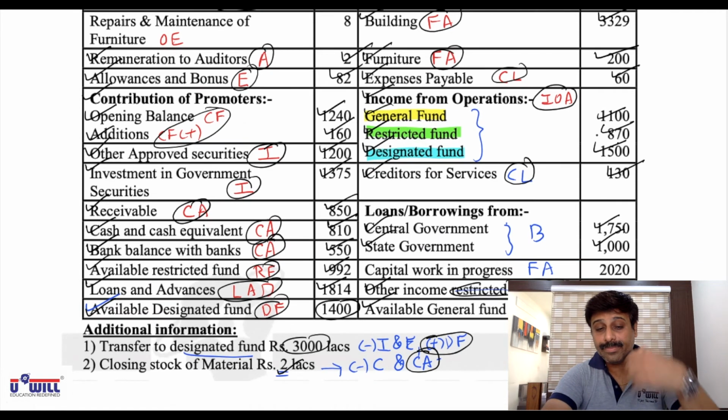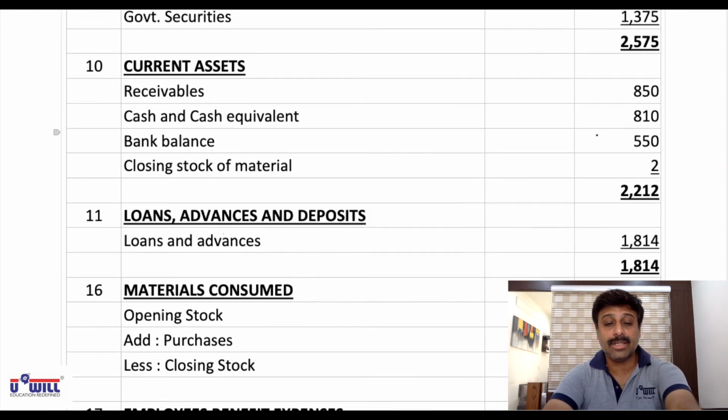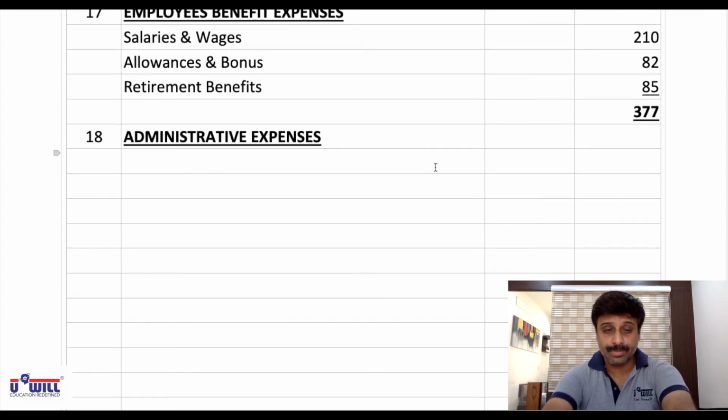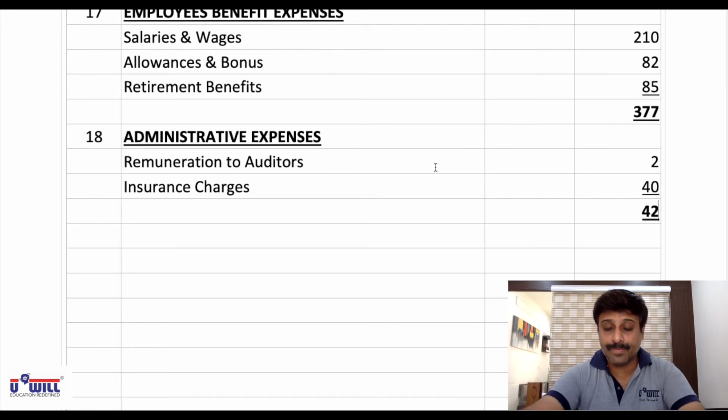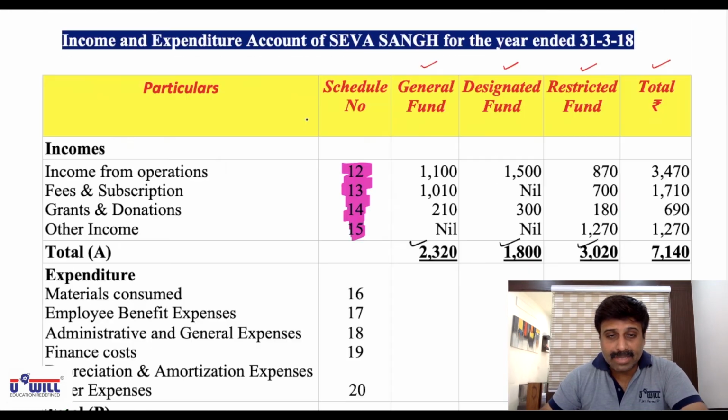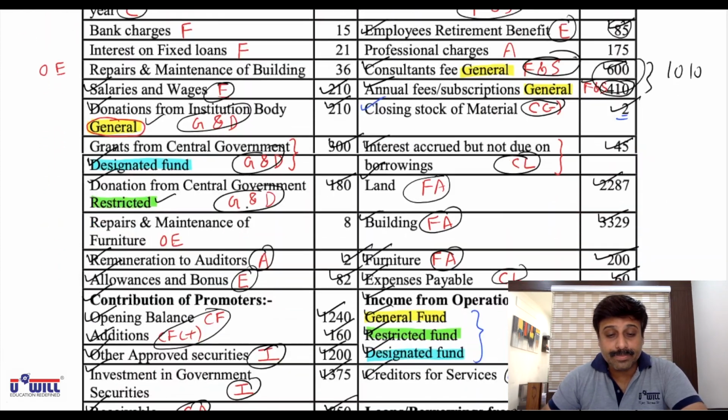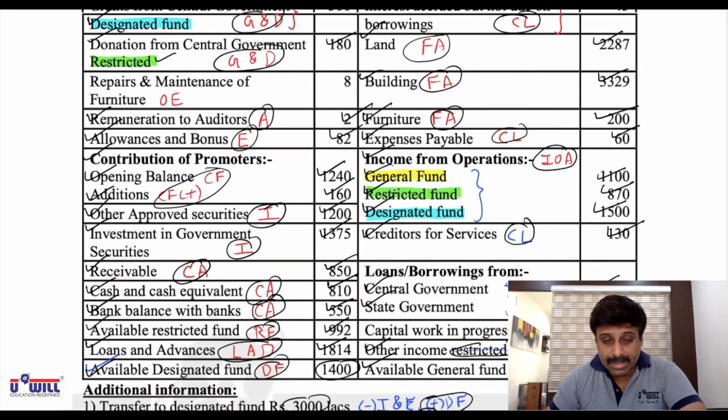Okay. Remuneration to auditors 2. And insurance charges 40. So total will come to 42. Okay, so A marked items are all taken into consideration. Any other item missed out as A?